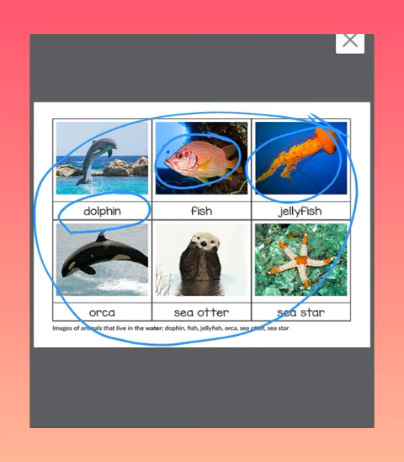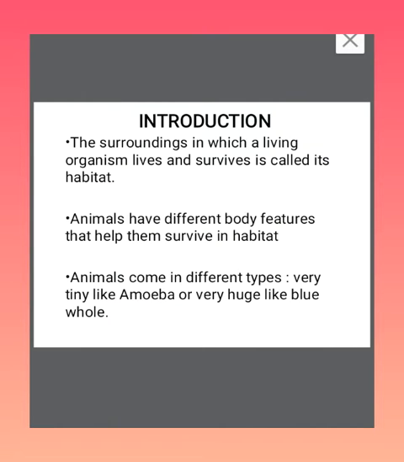So in this chapter, what all things mainly do we have to study? The first point is that the surroundings in which a living organism lives and survives is called its habitat. This is the introduction of the chapter. Now the second thing we have in this chapter is animals which have different body features that help them survive in a habitat. What do I mean by features? Its characteristics which allow them to live in that particular habitat.